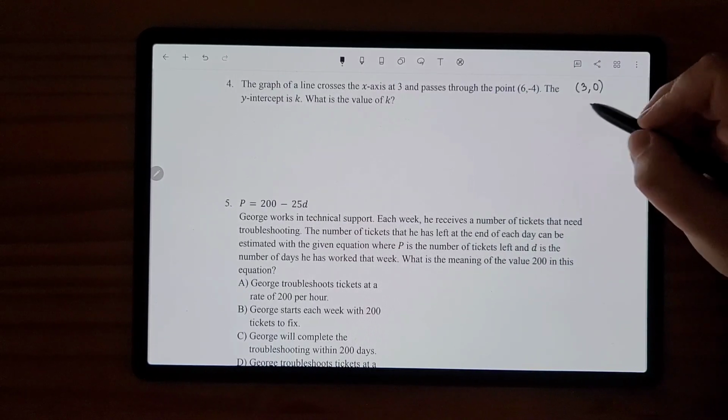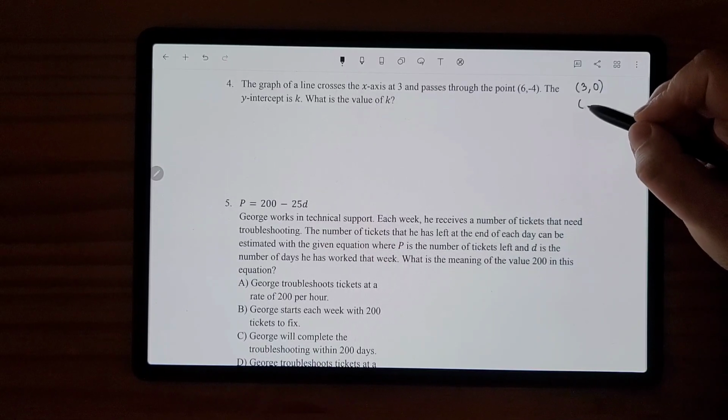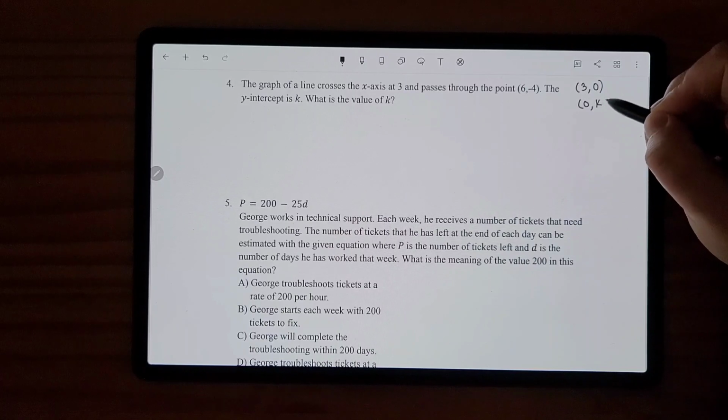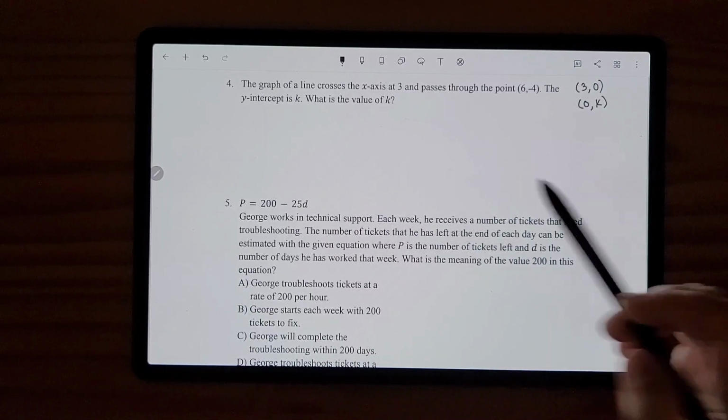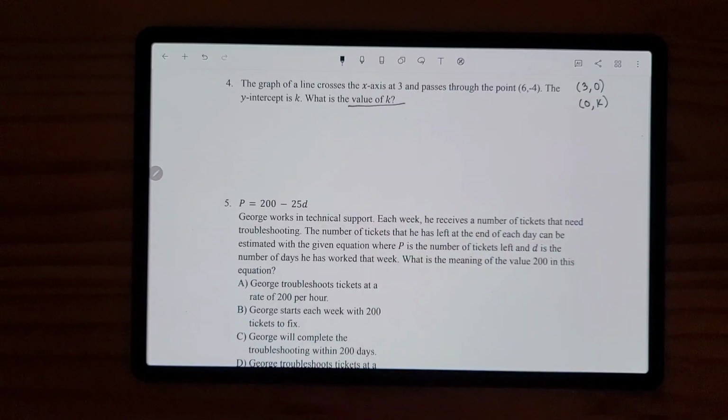The y-intercept is k, so technically they give us a third point. For the y-intercept, the x is always 0, and then k would be your y value. Then we want to find out, okay, what is the value of k? So let's think, how could we solve this? Remember, it says that it's a graph of a straight line.